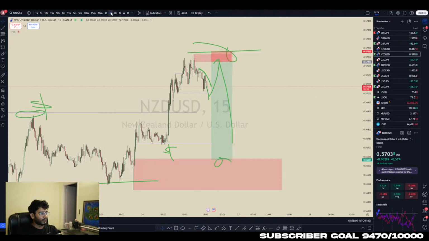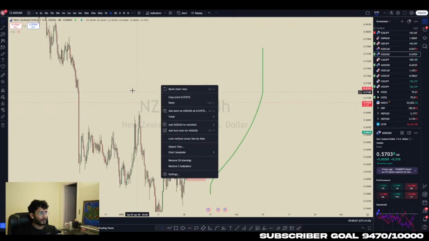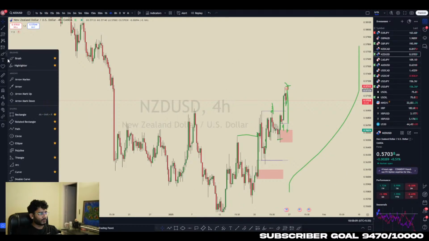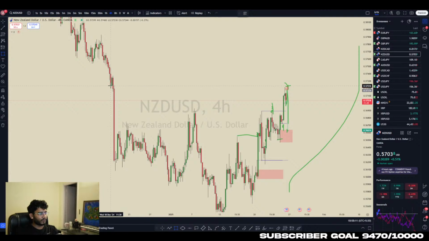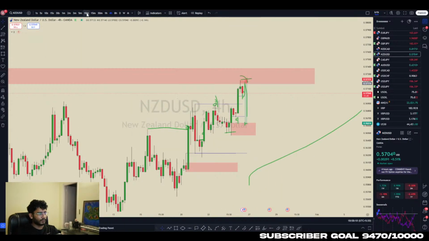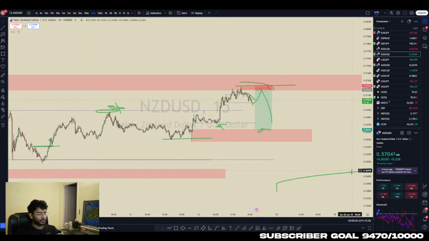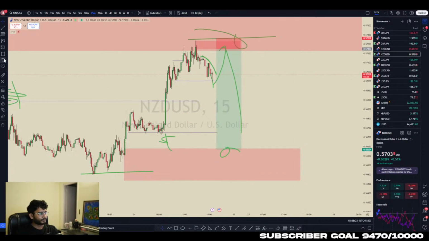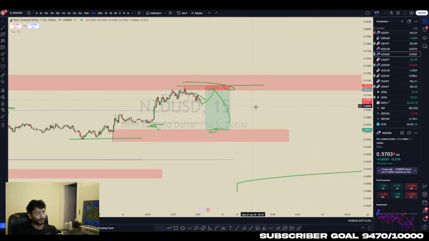Let's see on 4 hour if there is any order block supporting. Yes, right now on 4 hour we can see we also have left side order block here, something like this. So we can expect a pullback and then it can continue again to the upside, maybe.